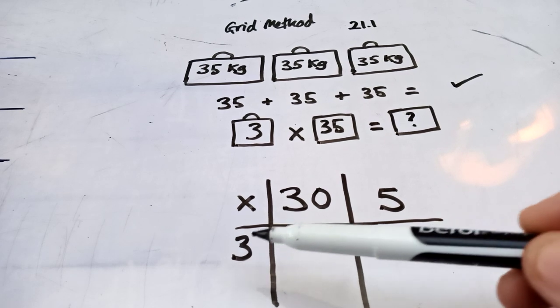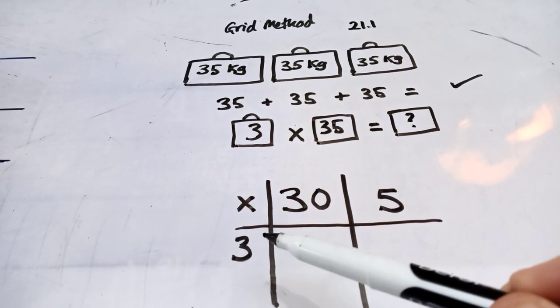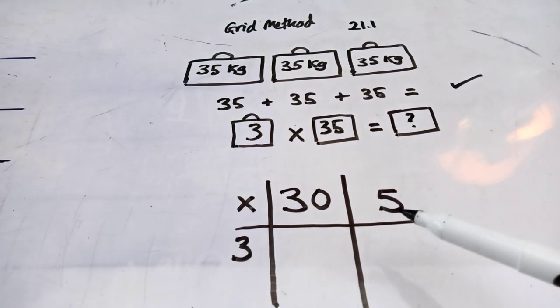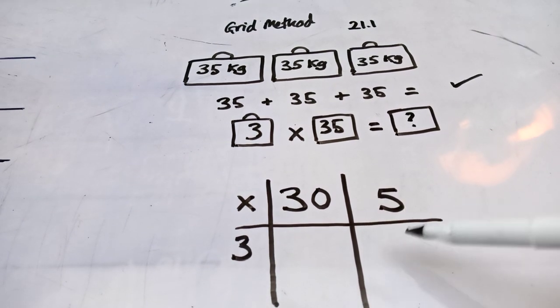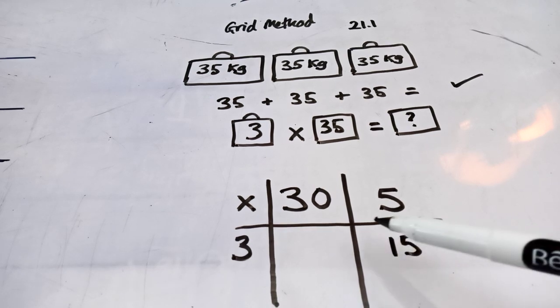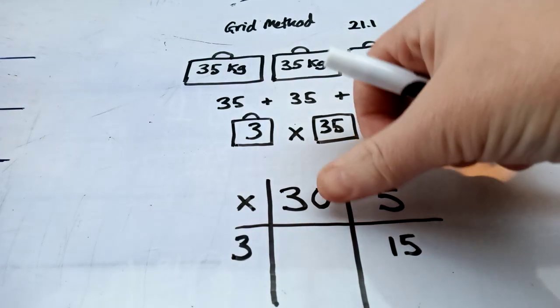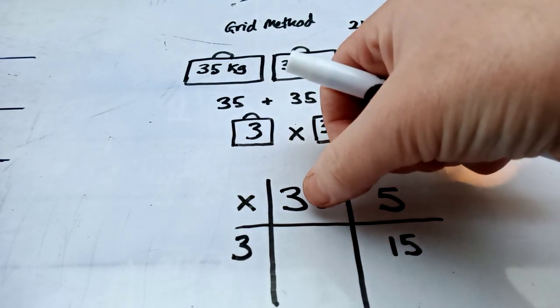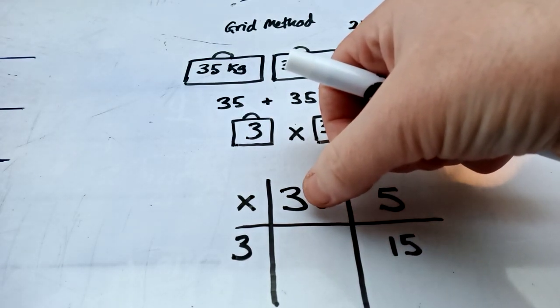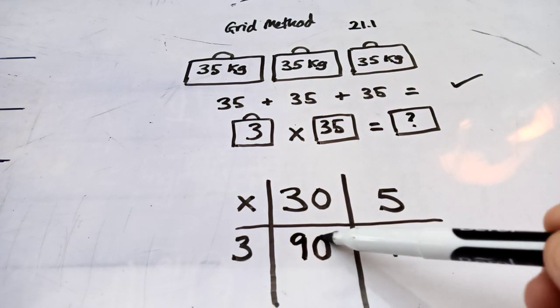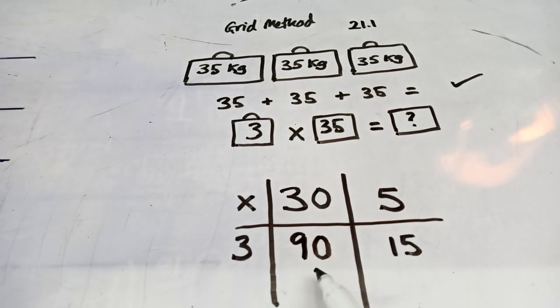And then you ask yourselves, right, what is 3 times 5? We'll go for this one first. 3 times 5 is 15. And then what is 3 times 30? Well, let's pretend it's just 3. What's 3 times 3? 3 times 3 is 9. Make it 10 times bigger. So 3 times 30 is 90. And then we've got to add them together. What is 90 add 15?